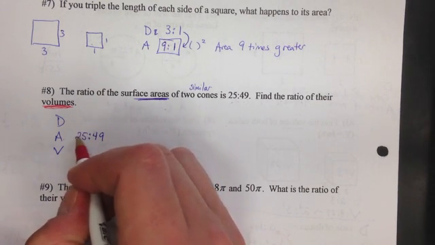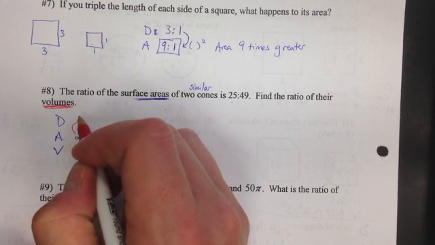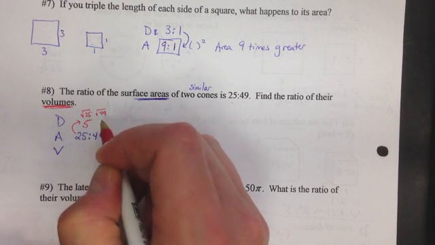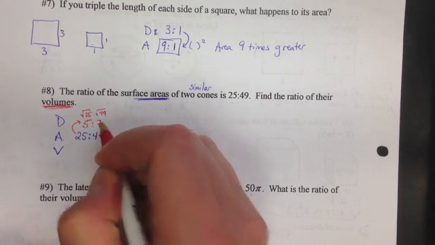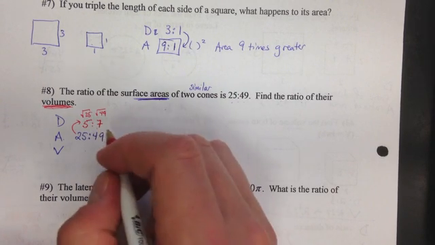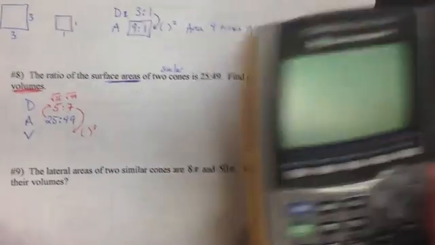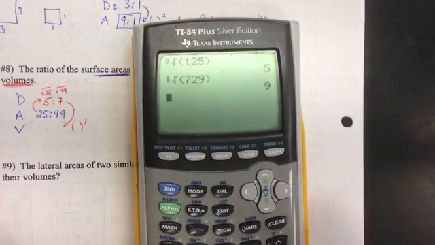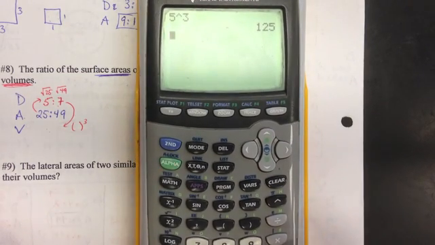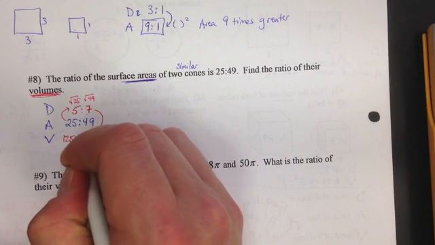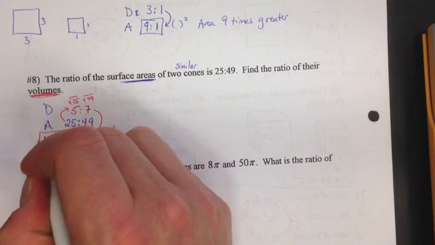So to go from a squared, b squared, to go back to a, b, you have to square root. So square root of 25 is 5. Square root of 49 is 7. So the distance ratio is 5 to 7. How do I go from distance to volume? I raise each of those numbers to the third power. Okay, I'll do it on the calculator this time. So 5 to the third is 125. And 7 raised to the third power is 343. So we've got 125 to 343. That's the answer.